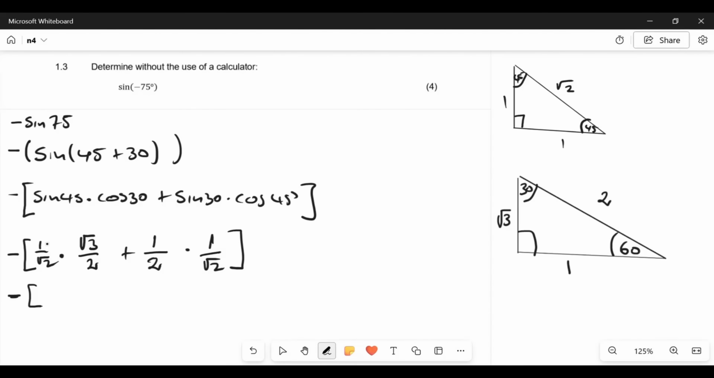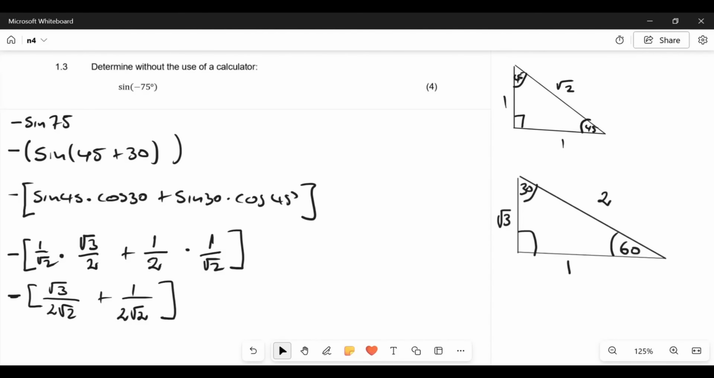We're going to multiply the numerator, 1 multiplied by root 3. This here is going to give us root 3. The denominators, we're going to multiply root 2 multiplied by 2. This here is going to give us 2 root 2, plus we have 1 multiplied by 1 on the numerator, so that's going to be 1. And then we have 2 multiplied by root 2 on the denominator. We're going to have 2 root 2.